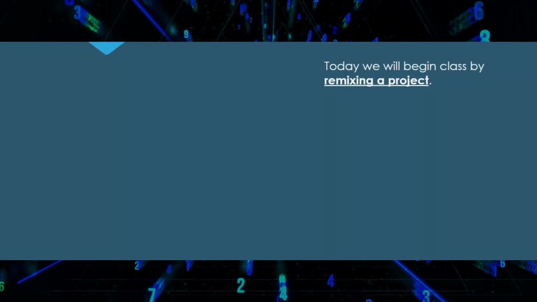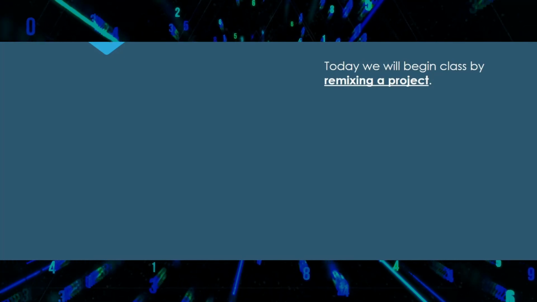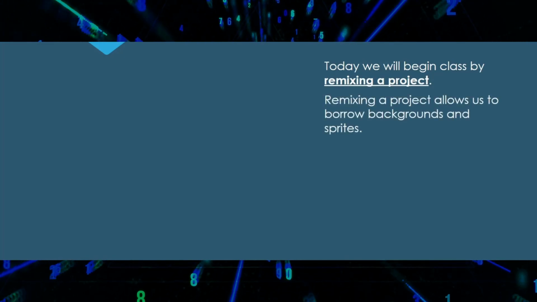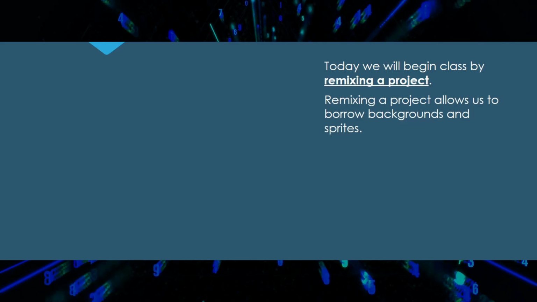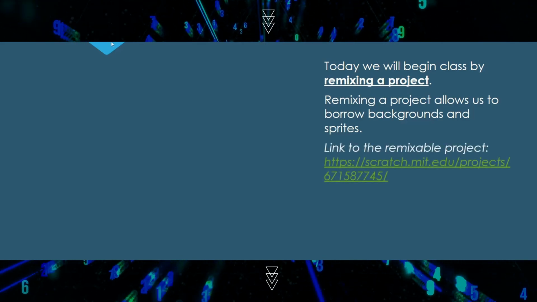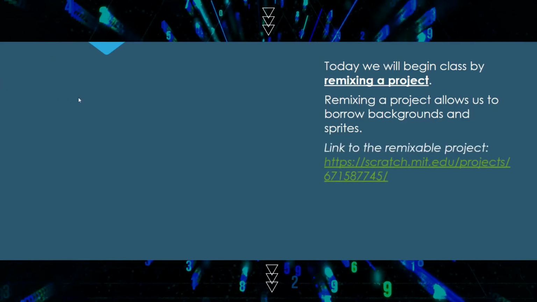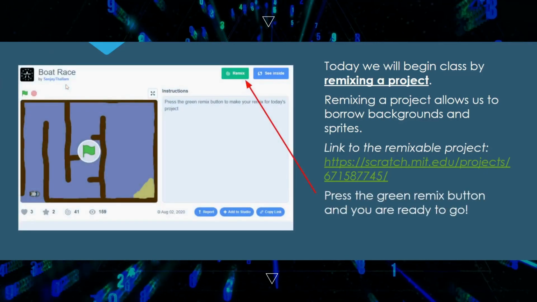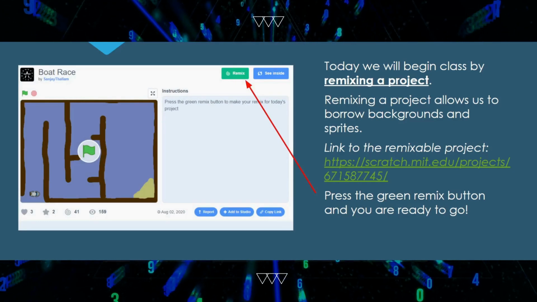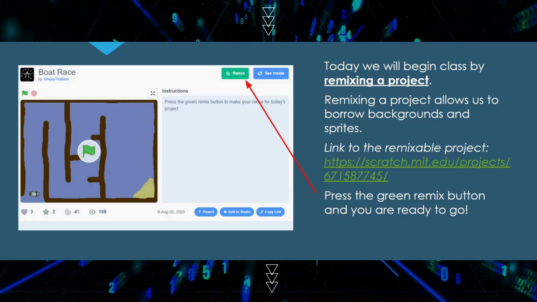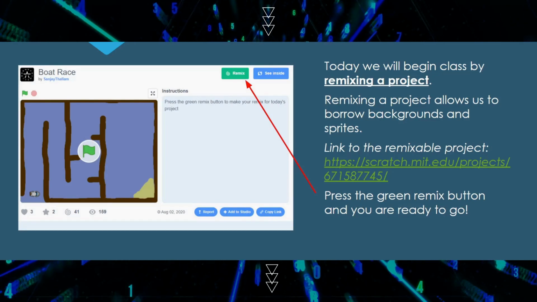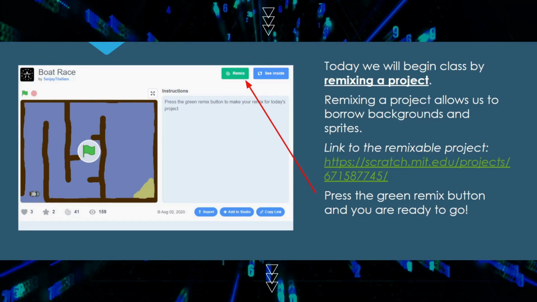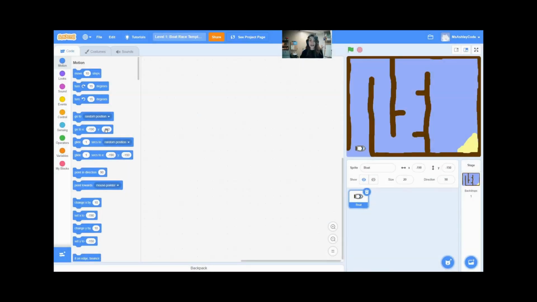And let's get started. Today we're going to begin class by remixing a project. Remixing a project allows us to borrow backgrounds and sprites. Link to the remixable project is down below. Press the green button to remix and you are ready to go. If you don't happen to see the green button, make sure you are signed in on the top right corner of the screen. Once you click on the green remix button, we will be inside our Scratch editor again.